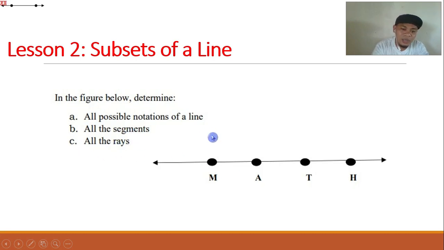Rays, pwede natin gawin ito. AM, TM, HM. Pwede yung MH, MT, MA. MA and AM are not the same because our starting point is M to A. This one is A to M. Okay, so that's the exercise of our lesson number 2.